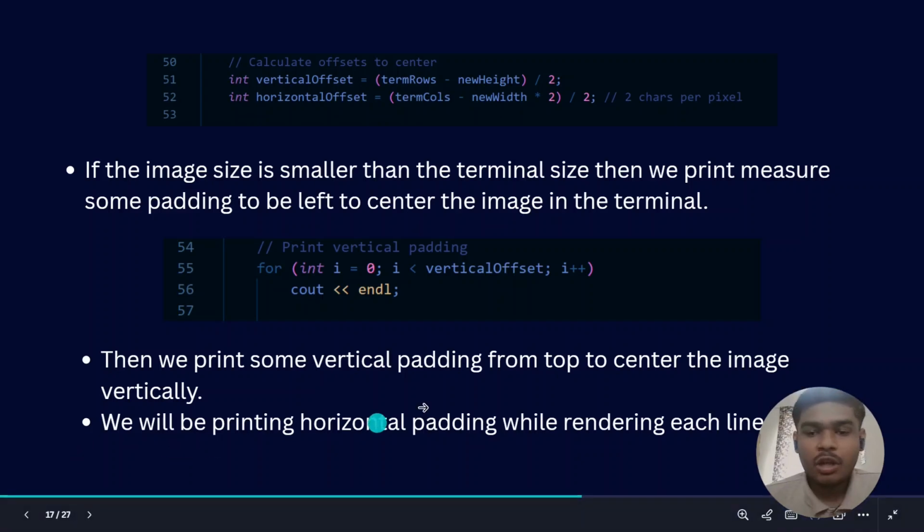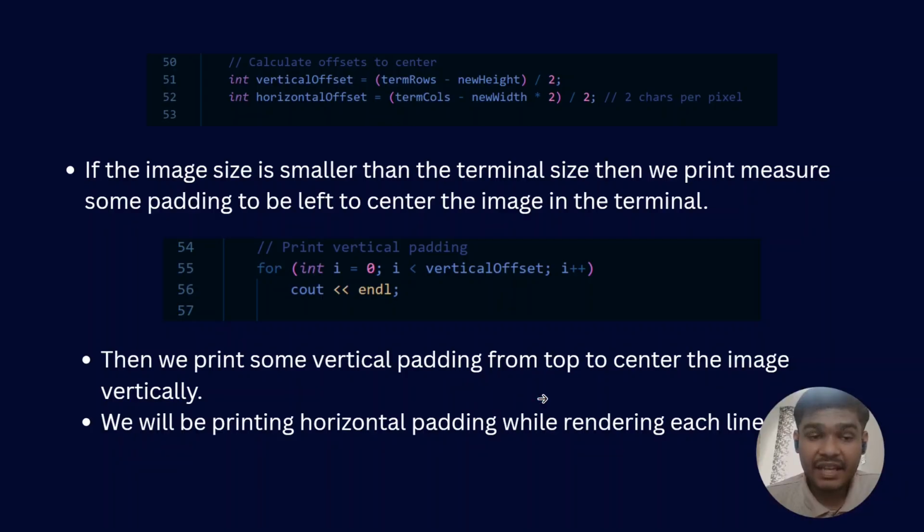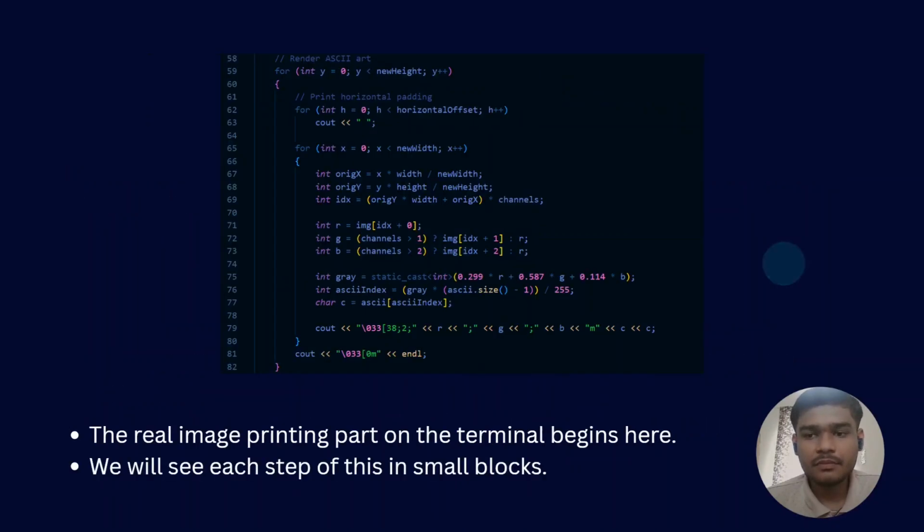We will be printing horizontal padding while rendering each line, before the printing of ASCII characters. So here in the for loop, we are iterating i from 0 to the number of vertical paddings and printing a newline so that we get a blank line after each iteration.